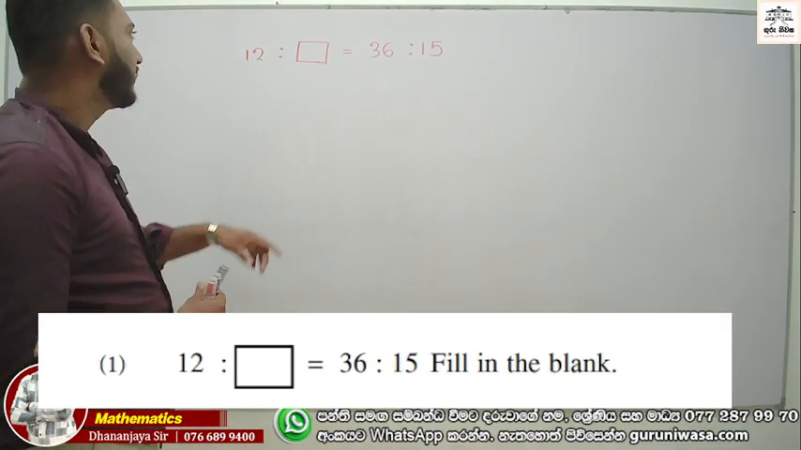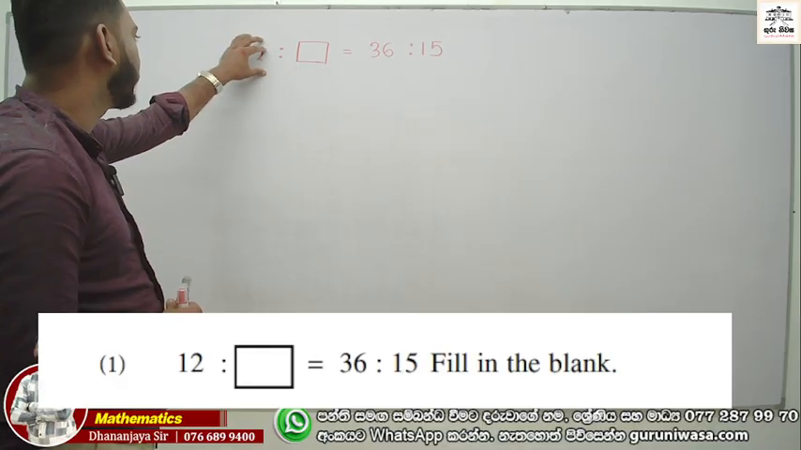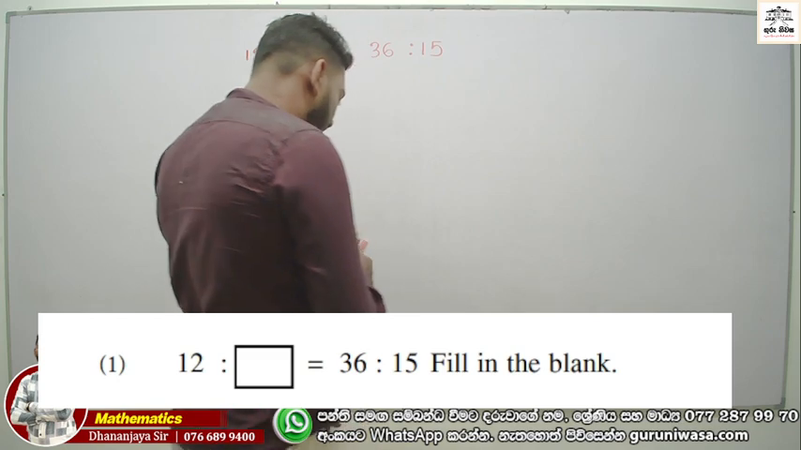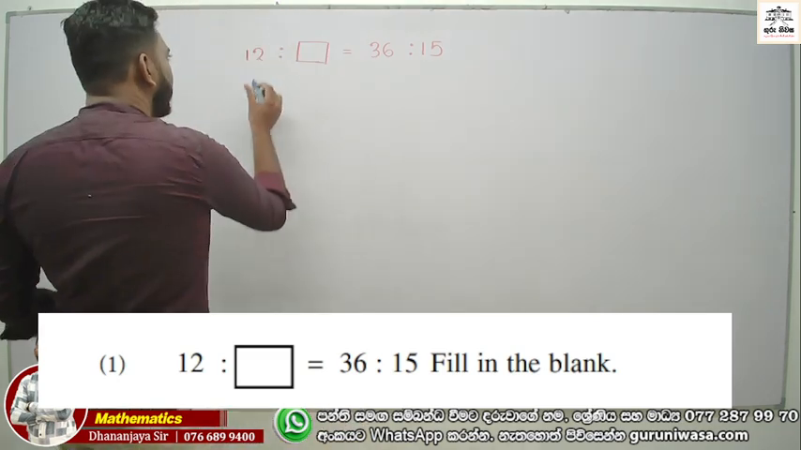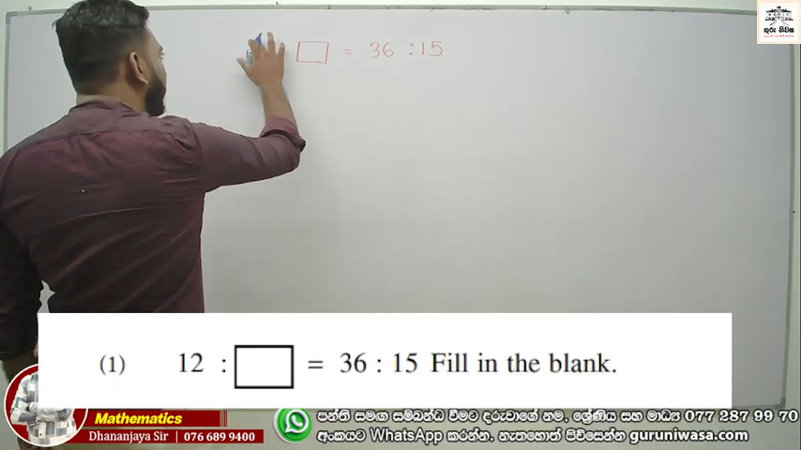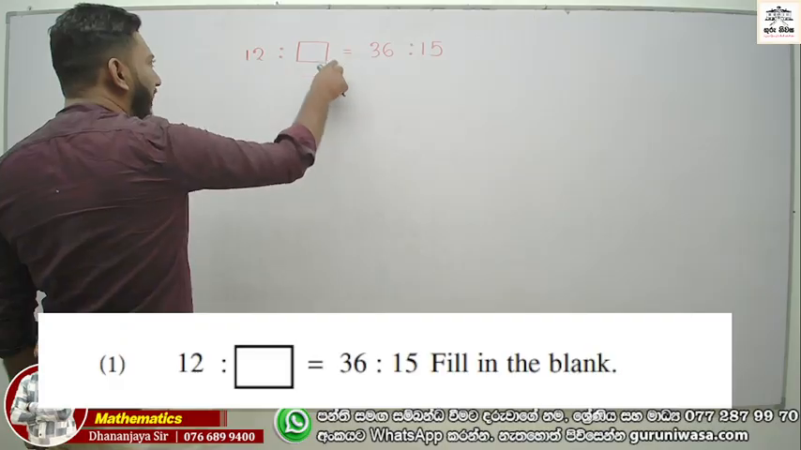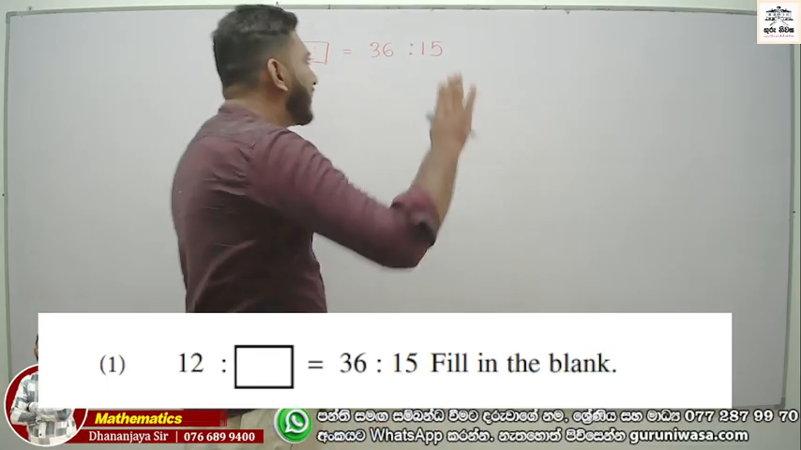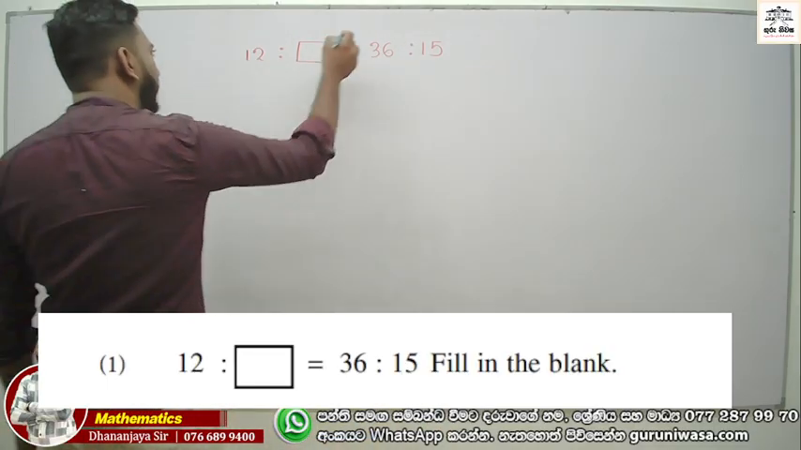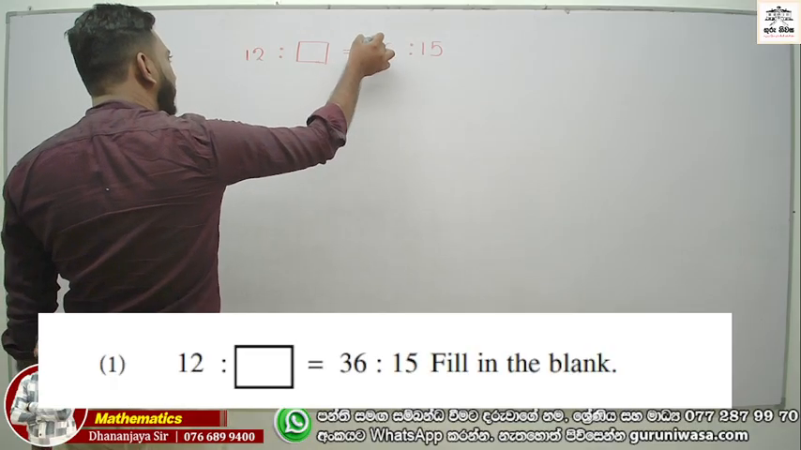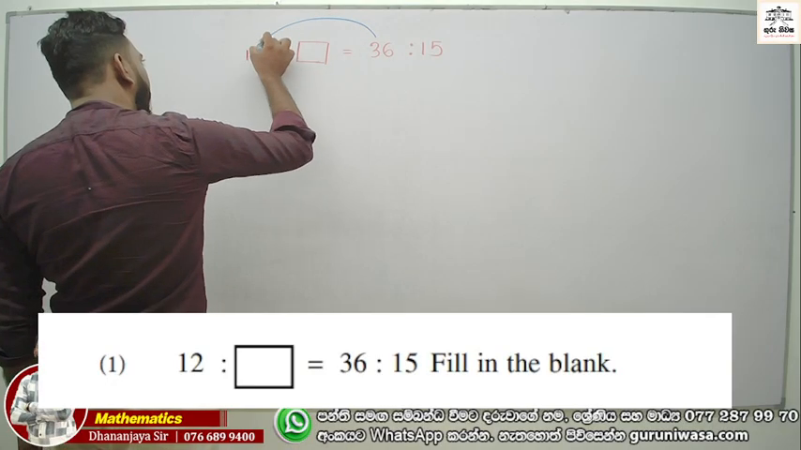And look at this. This is the first quantity, and this is the first quantity on the right hand side. Therefore, 12 becomes 36. Now look at this space. Here is a blank space. Therefore, the direction from the blank space is right hand side to the left hand side. Therefore, 36 becomes 12.